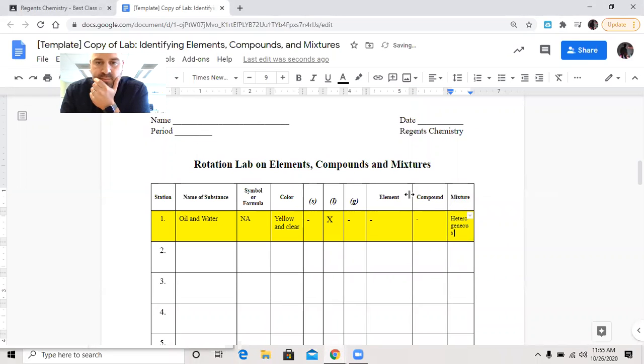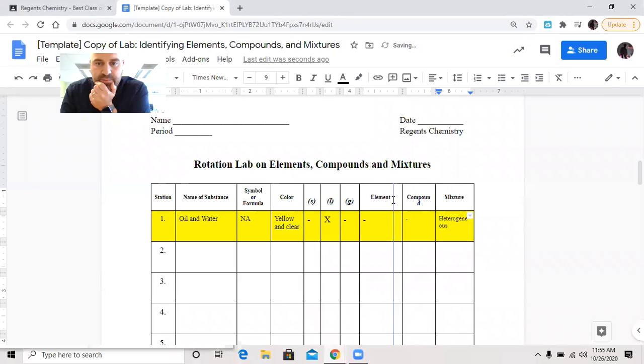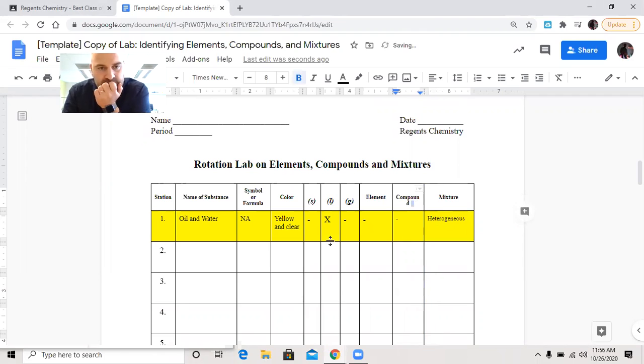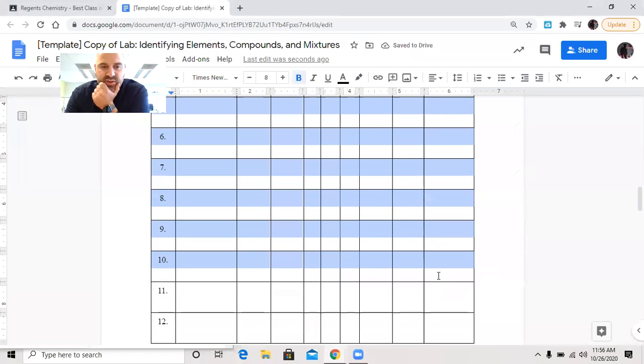Heterogeneous mixture. So you can move these tabs around if you want to. You don't have to. It bothers me a little bit, so I'm just going to make these a little smaller so my texts are on the same level. So station 1, oil and water, is completed.